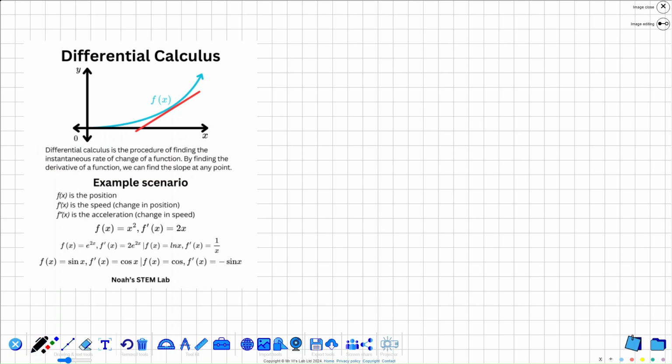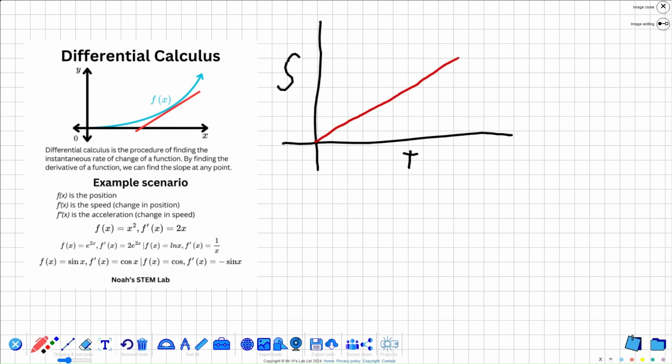So let's look at a general scenario of a car traveling at a certain speed over a certain amount of time. Let's say we had time there and speed there, and let's say it looks approximately like this. It's a constant change in speed, where as time goes on, the car gets faster. And let's say this is given by y equals 2x.